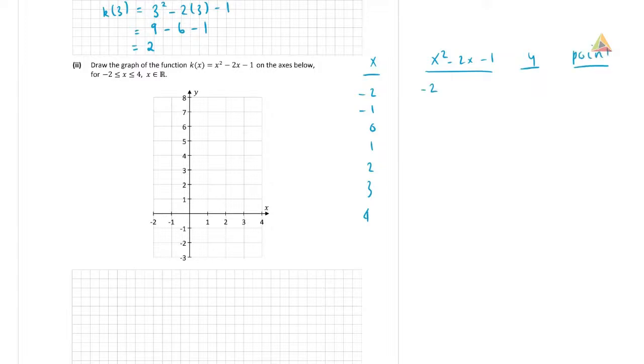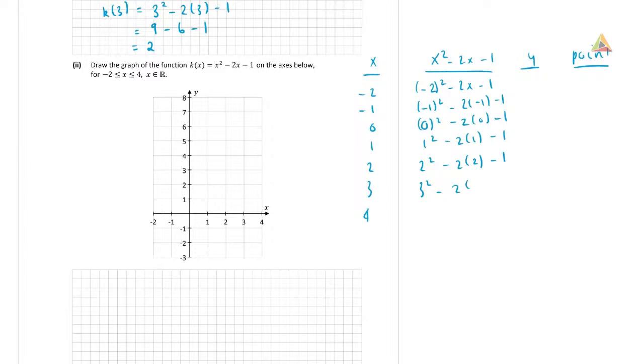Okay, so minus 2 squared minus 2x minus 1, minus 1 squared minus 2 by minus 1 minus 1, 0 squared minus 2 by 0 minus 1, 1 squared minus 2 by 1 minus 1, 2 squared minus 2 by 2 minus 1, 3 squared minus 2 by 3 minus 1, and 4 squared minus 2 by 4 minus 1.